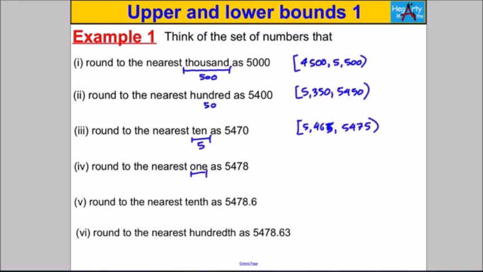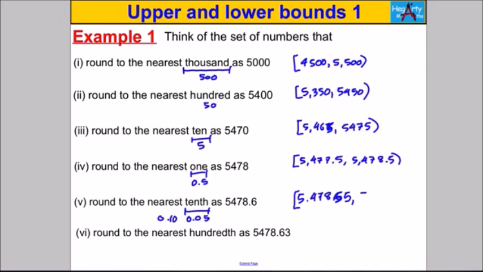To the nearest 1 here, we're going to half that and get 0.5, subtract and add it, so we're going to get 5477.5 for the lower bound and 5478.5 with curly brackets for the upper bound. And the nearest tenth here, we're going to half a tenth, so is 0.05, that's half of 0.1. So we're going to subtract that and add that on to get the upper and lower bound. So 5478.55 subtracted and 5478.65 for the upper bound added on.